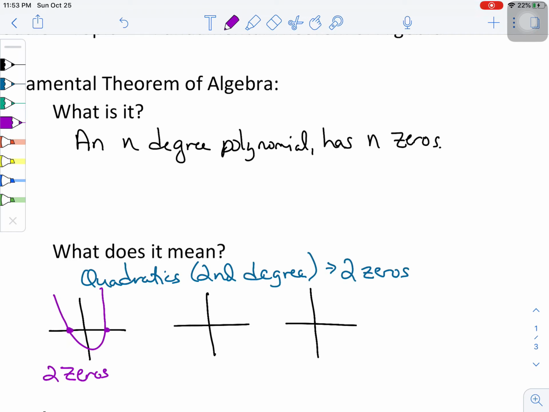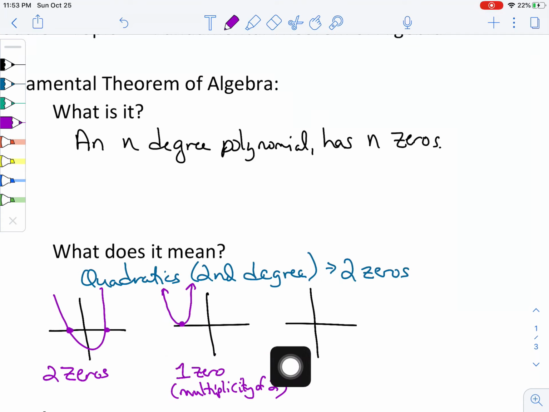Now, you can also have a quadratic that, let me actually make it touch, just touches the x-axis. And this particular quadratic would have one zero, but it would have multiplicity of 2. So this one zero, because it has multiplicity of 2, actually counts as both zeros.